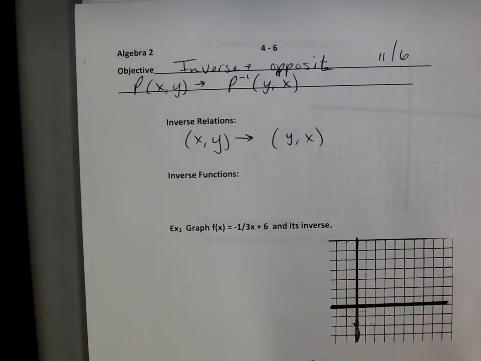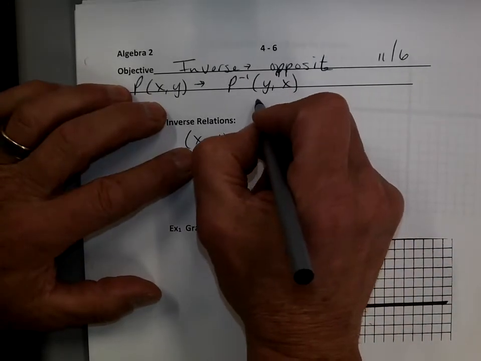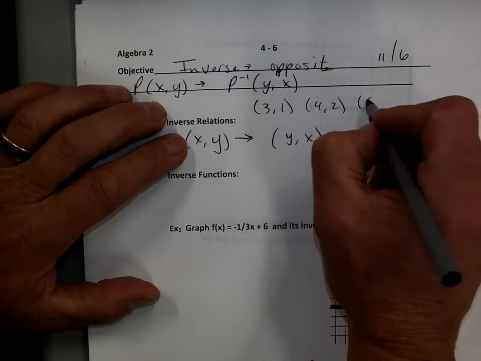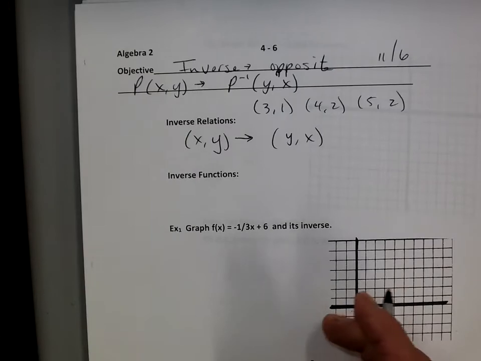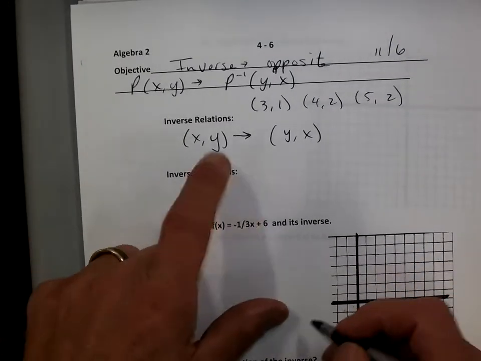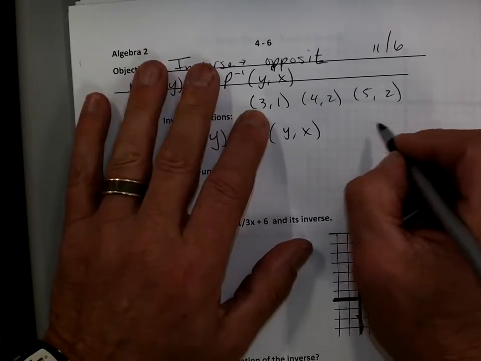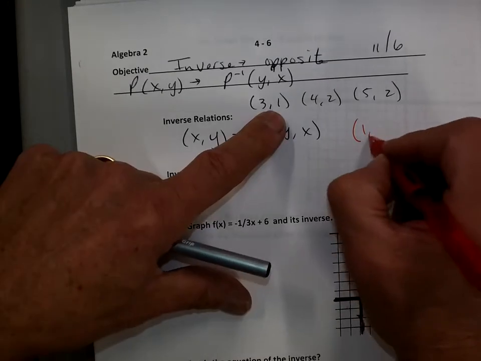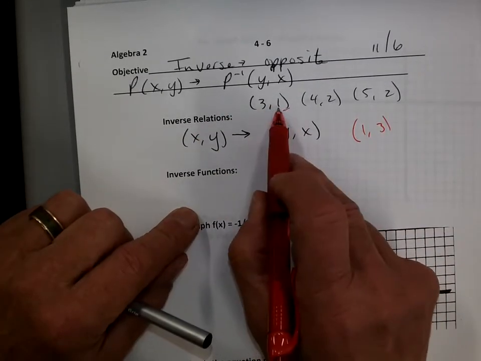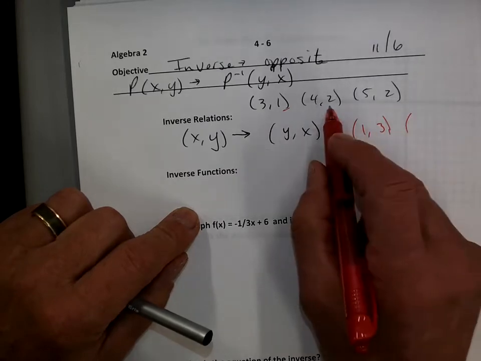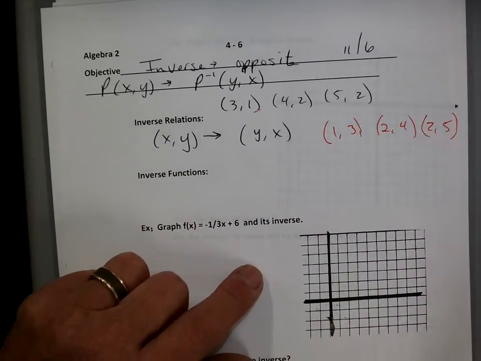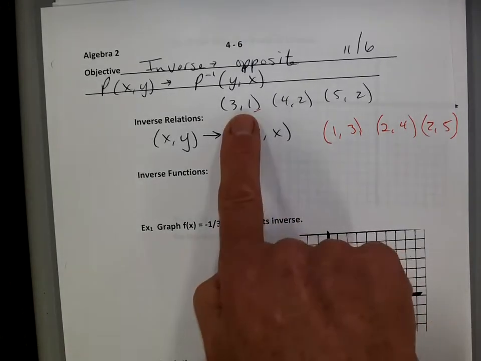Let's take some examples. If I have these points, 3, 1, 4, 2, 5, 2. If we wanted the inverse of that, we could switch them around. Instead of 3, 1, we'd have the point 1 comma 3. That's all we do, just switch x, y. Instead of 4, 2, we'd have the point 2, 4. And instead of 5, 2, we'd have the point 2, 5. That's just its inverse. Just switch the points around.